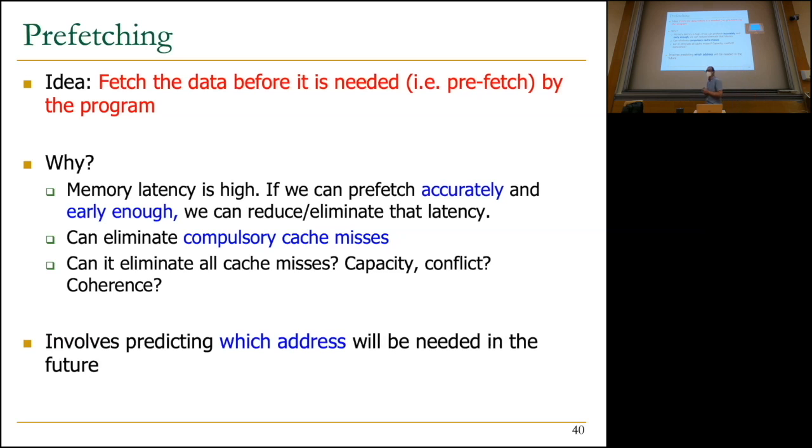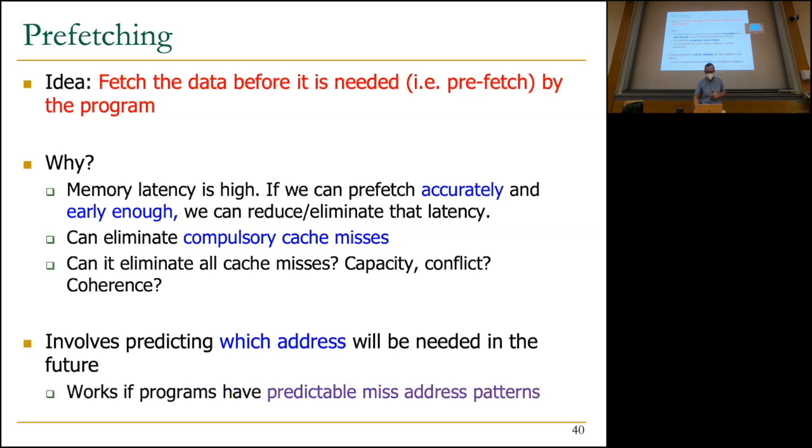And this is critical. If you cannot predict this accurately, then you have a problem. And essentially, the idea works if the programs have predictable miss address patterns. Of course, the question is, who defines what is a predictable miss address pattern? And that's where things get a bit interesting and creative.